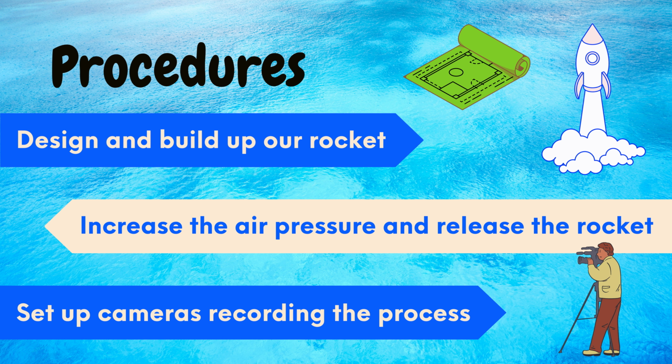The following is our procedures for launching the water rocket. The first step is unquestionably designing and building our water rocket. We have to adjust the size and the shape of the rocket to fit. Next, we have to increase the air pressure in the rocket after 1/3 of water is poured into the water bottle of the rocket. After that, we can release the rocket from the pump. Cameras should be set up from the front view and side view to record the whole process. Finally, we can calculate our results and make a conclusion.